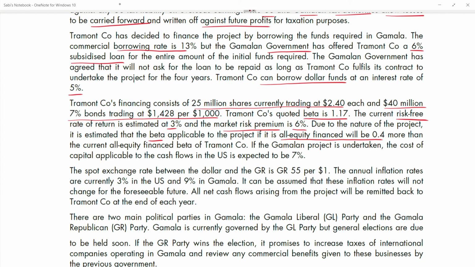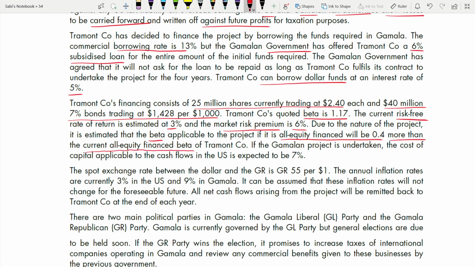All equity finance will be 0.4 more than the current all equity finance beta financial debt beta of Tramont. So if the given project is nothing in the cost of capital applicable to the cash flow in US expected, the cost of capital applicable to the cash flow in US is 7%.